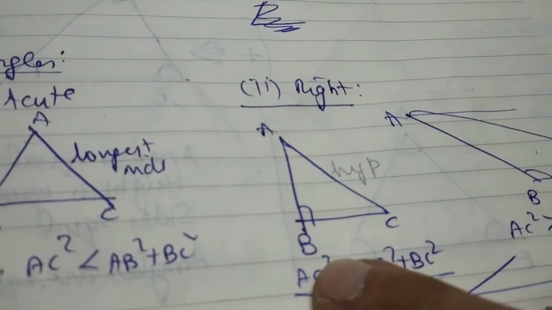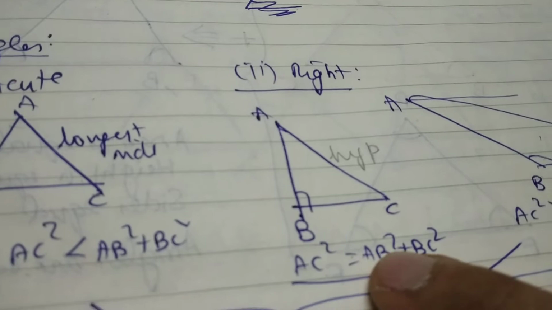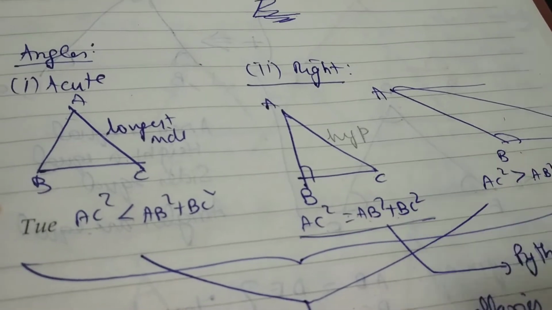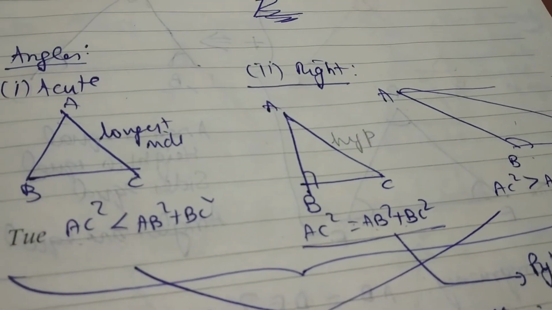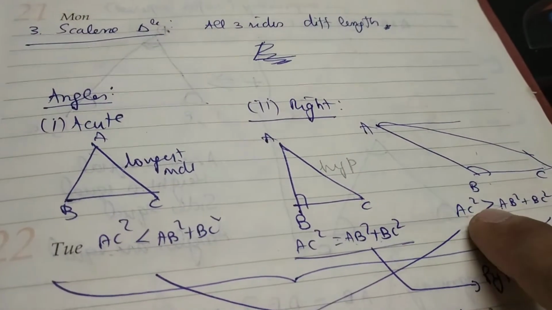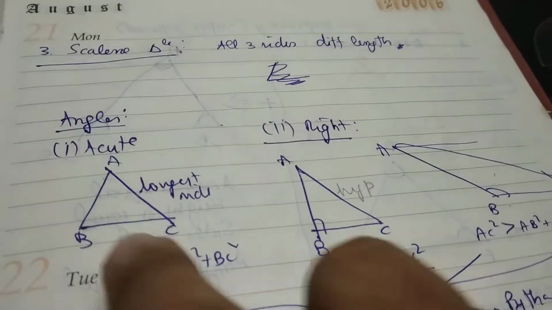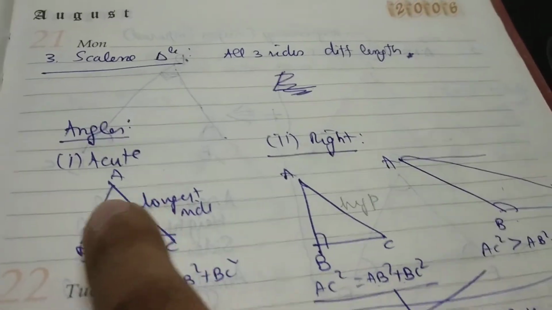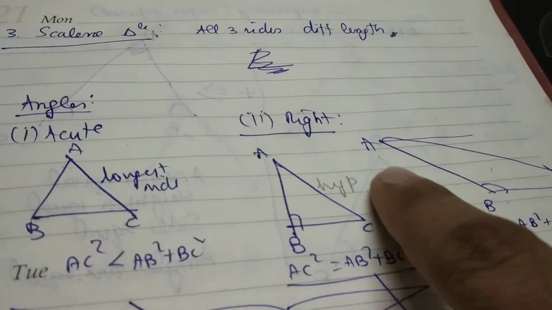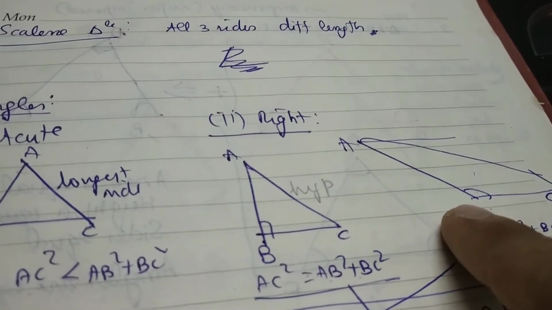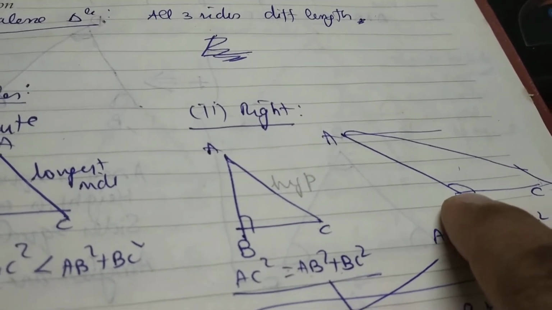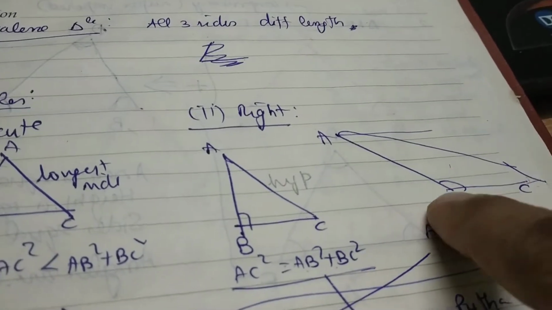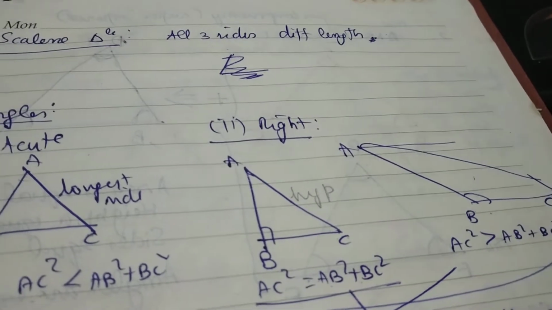The square of the hypotenuse will be equal to the sum of the squares of the other two sides. So this is Pythagoras theorem which you have learnt in the elementary school level. In addition to this, we have acute and obtuse angle triangles. In an acute angle triangle, all the three angles will be lesser than 90 degrees, whereas in an obtuse angle triangle, one angle will be greater than 90 degrees and the other two angles will be acute angles. Only one angle will be greater than 90 degrees.